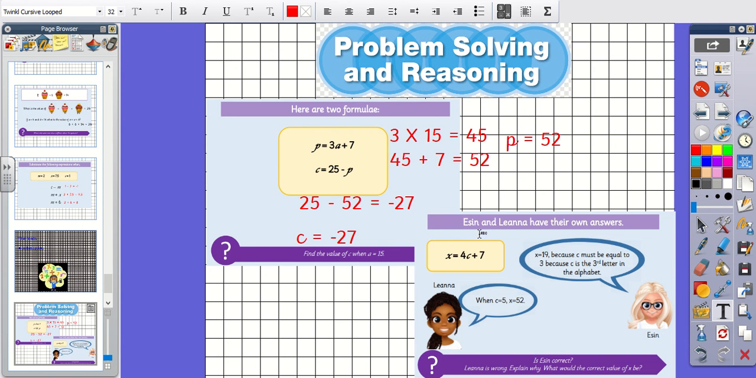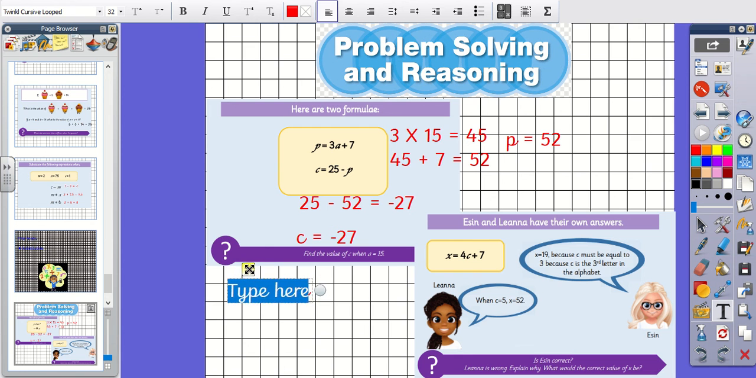Okay then, let's move on to the next one. Esin and Liana have their own answers. X equals 4C plus 7. Esin says X equals 19 because C must be equal to 3 because C is the third letter in the alphabet. And Liana says when C equals 5, X equals 52. Is Esin correct? Is Liana correct? Explain why. What would the correct value of X be?